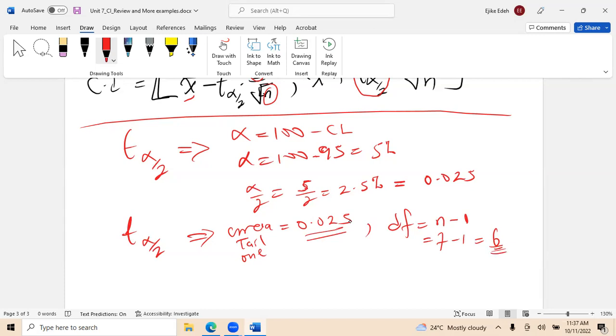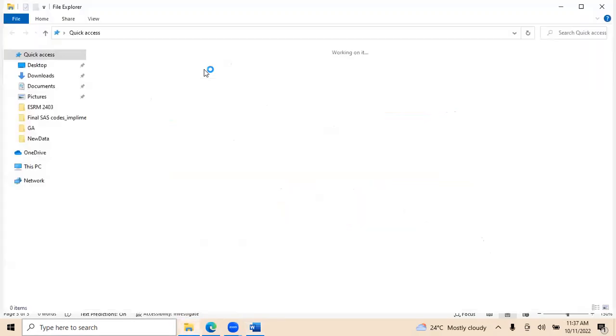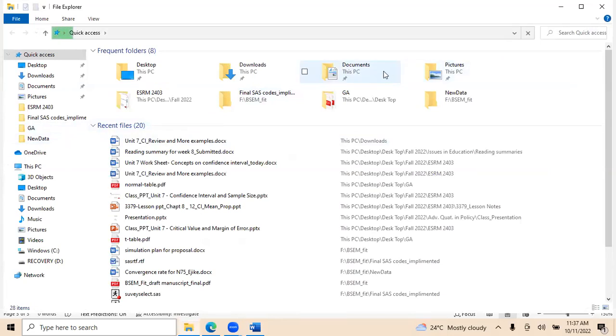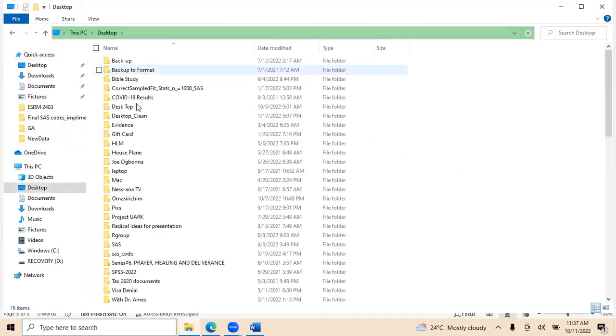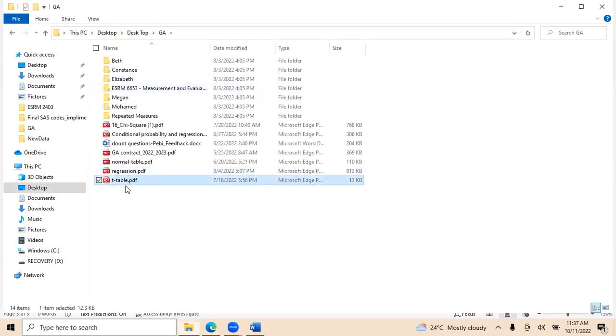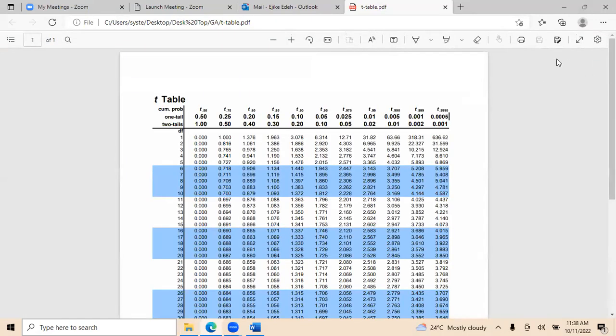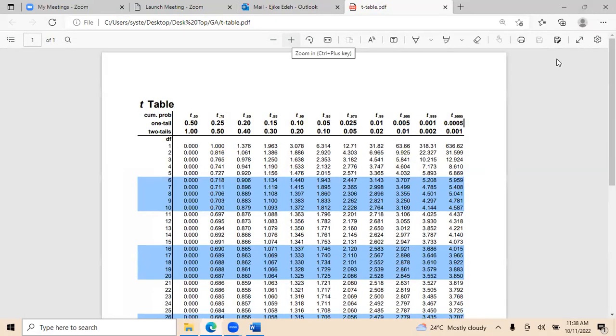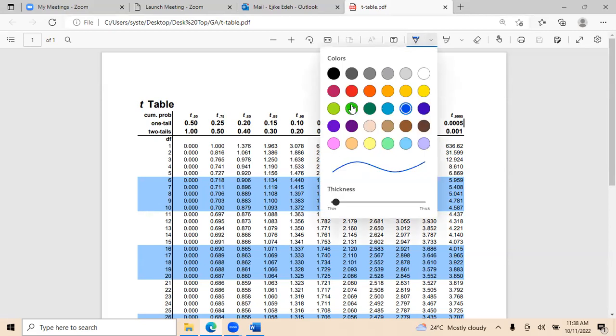So I do have the T value here, so I'm going to pull it out very quickly. I think it should be somewhere here. All right, so this is our T value. We're looking for an area. And I think it's better we use a different color. Let's use red.